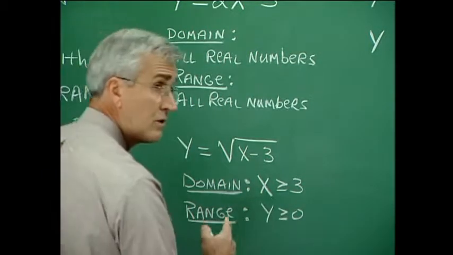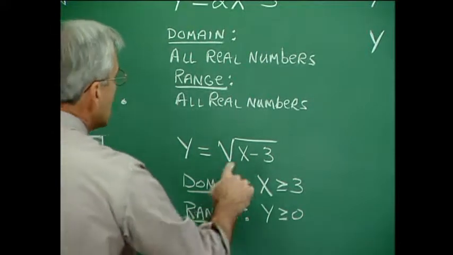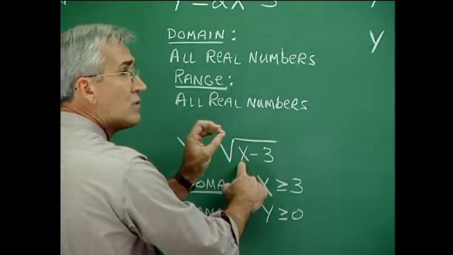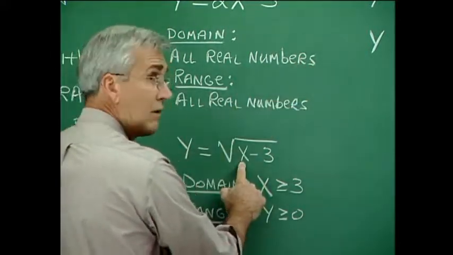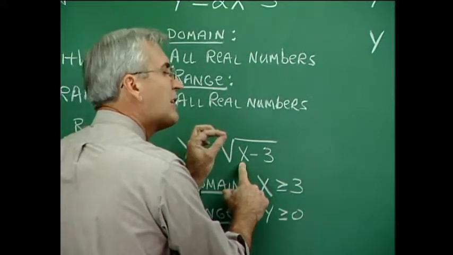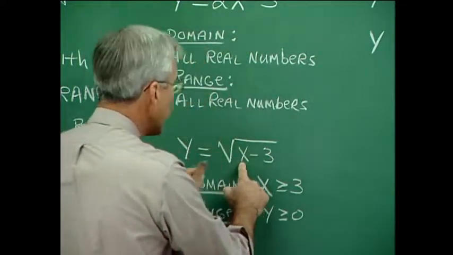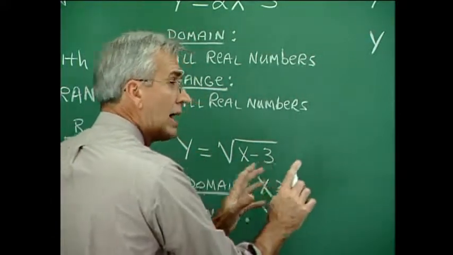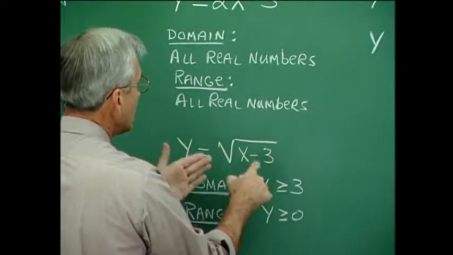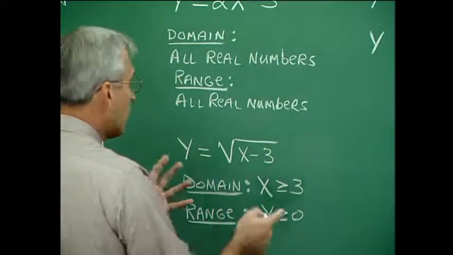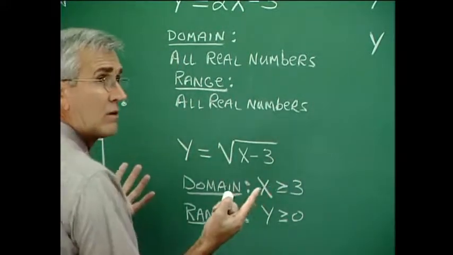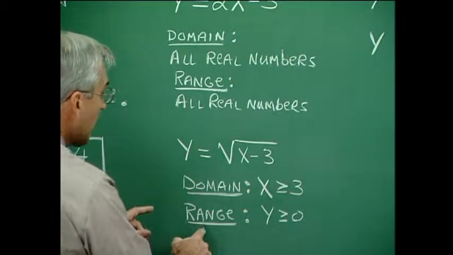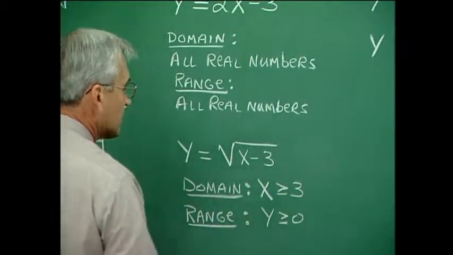Now the range is pretty easy to identify as well. When x takes on values 3 and greater than 3, the radicand is 0 and all positive numbers. All right, now what do we get when we take the square root of 0 and all positive numbers? Well, y would be positive, that's all, or 0. So the range is y values greater than or equal to 0.